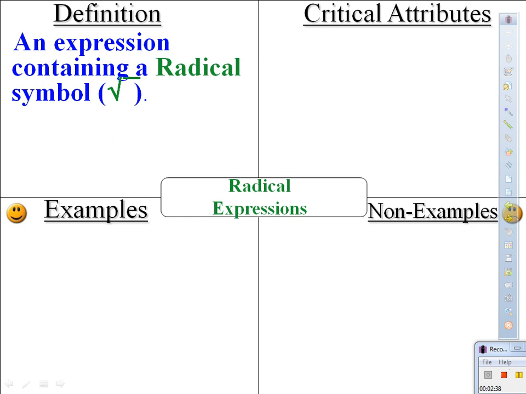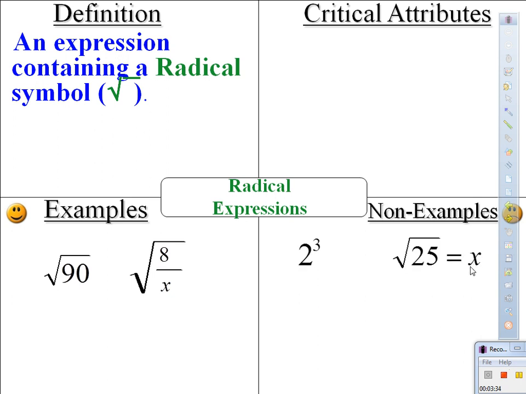All right, examples. This one is a square root of 90, but you would say radical 90. This one is square root of 8 over x, or we would say radical 8 over x. According to the definition for radical expressions, it's an expression. Are these expressions? Yes. Do they have a radical symbol? Yes. Non-examples. Look at this one and look at that one. Tell your neighbor why these are not radical expressions.